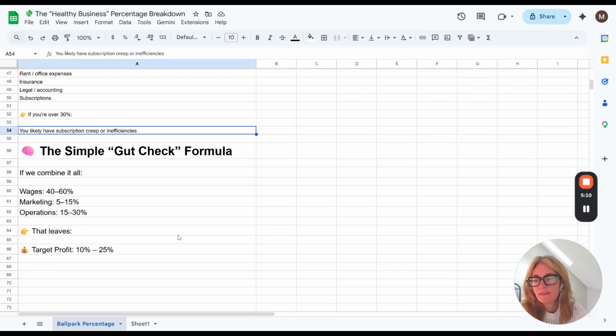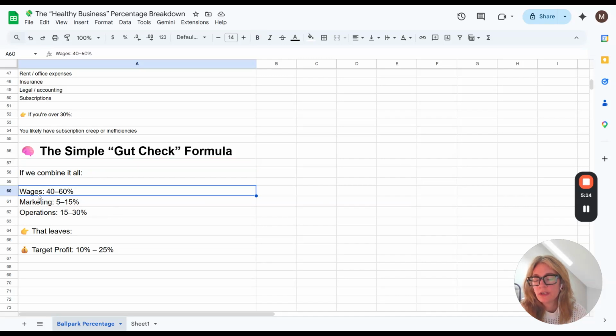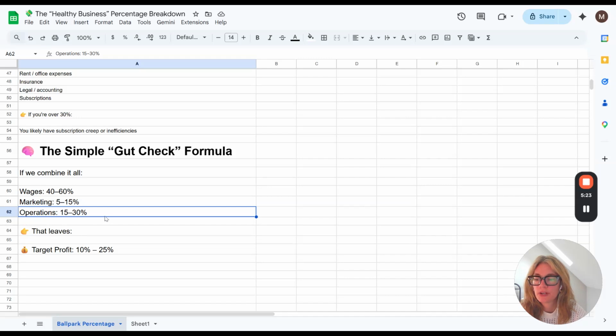And then here's the simple gut check formula. If we combine it all, you want your wages to be somewhere between 40 to 60%. That includes owner pay. You want your marketing costs to be 5 to 15%, and you want your operations to be somewhere between 15 and 30%.